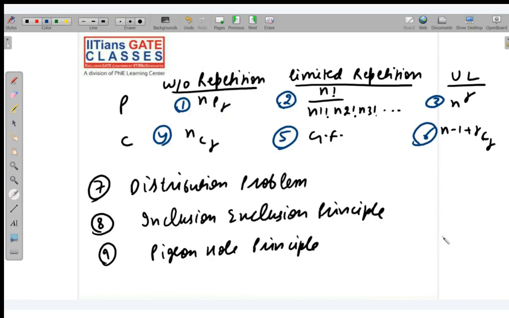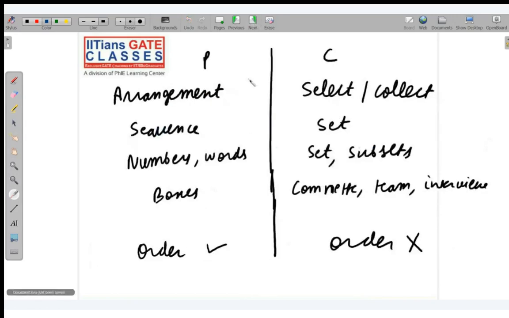Now we will study category by category. The first category is permutation without repetition. Let me show you that category. I'm jumping to the next slide now. But before that, let me cover a small difference between permutation and combination.